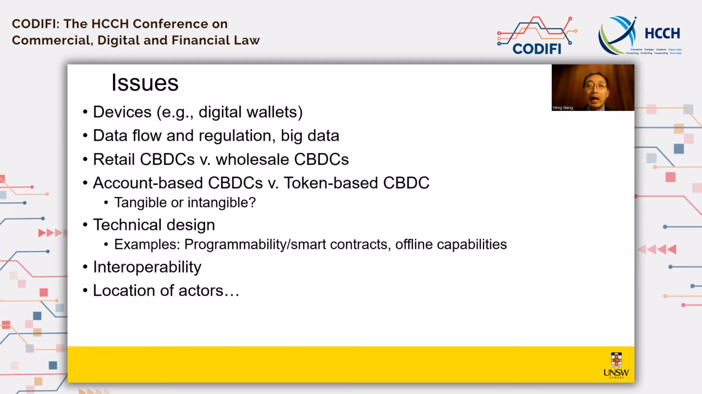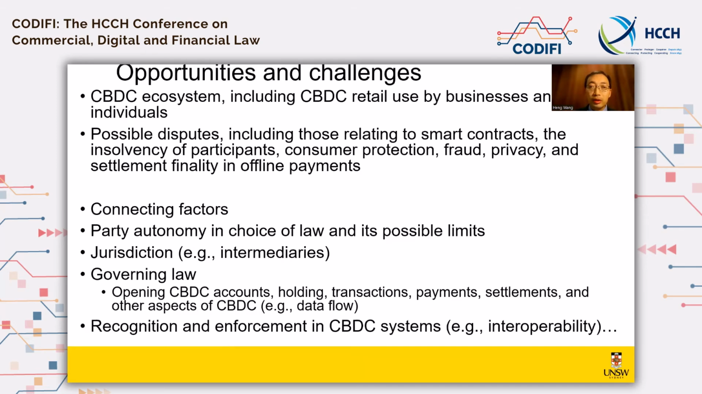And last but not least, there are more technical or detailed issues that are crucial for private international law in the CBDC context. For example, what are the locations of the different actors, because CBDC has so many different actors ranging from central banks, to private sector players like intermediaries, commercial banks, retail firms, as well as individuals. These are also very important in trade, cross-border economic transactions, and e-commerce, to decide private international law issues.